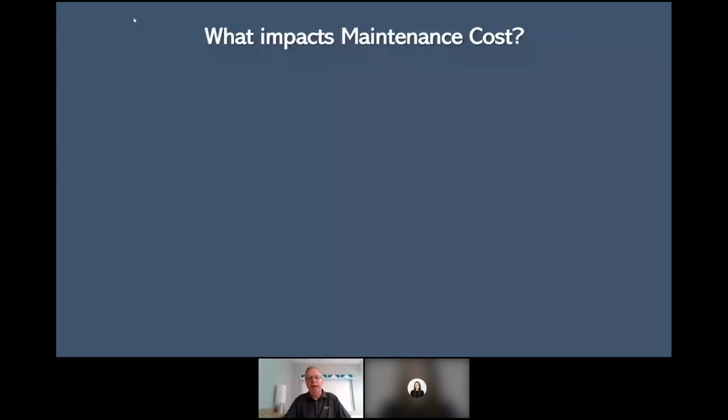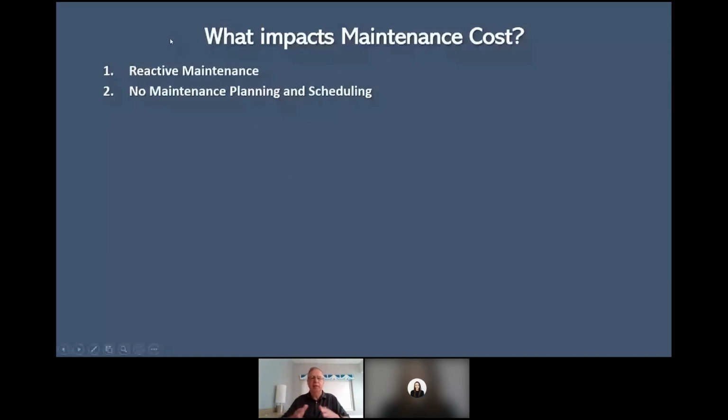So what impacts maintenance costs? Reactive maintenance impacts it dramatically. Okay. No maintenance planning and scheduling. Oh my gosh. Every plant that I've ever been into didn't have planning and scheduling. Their maintenance cost is out of control. All of them. I mean, I'm talking about, I don't know, probably close to 1,000.